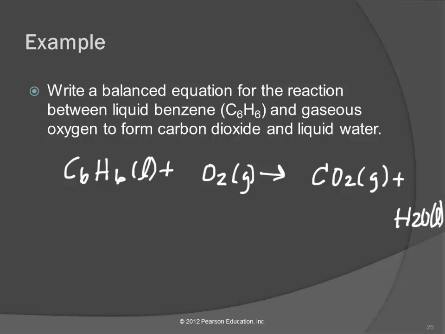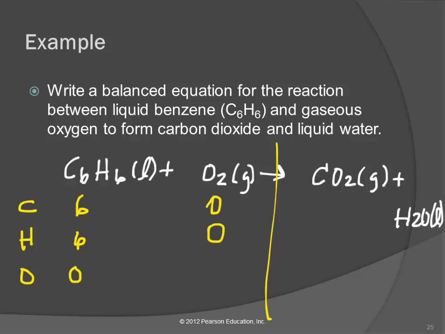So we got our formulas in there. Let's see how it's going to pan out here. Here we've got carbon, hydrogen, and oxygen. In C6H6, we have 6 carbons and 6 hydrogens and no oxygens. Over here, we have no oxygen, no carbons, no hydrogens, and 2 oxygens. Carbon dioxide, 1 carbon, no hydrogens, and 2 oxygens. And over here, there's no carbons in water. We've got 2 hydrogens and an oxygen.